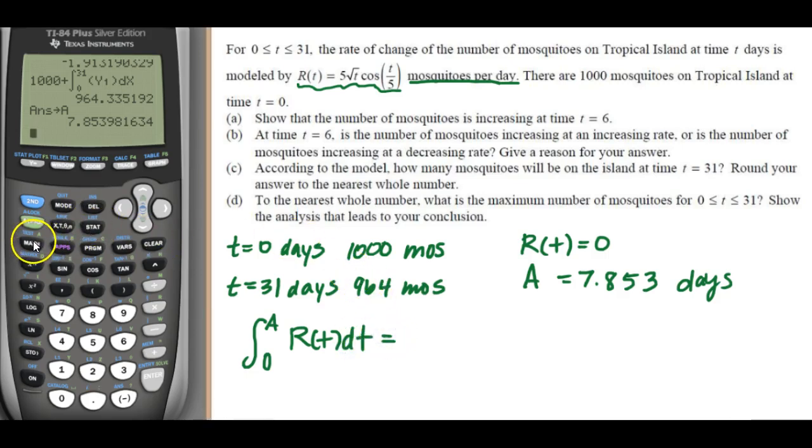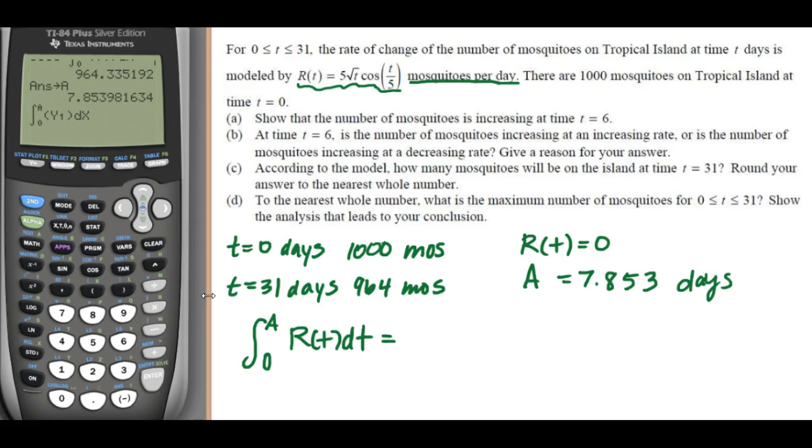So now we're going to go to Math 9 for integrals. 0 to my upper limit of integration is now A. So under no circumstances can you type in just 7.853 or even 7.853 blah blah blah 10, 20 places past the decimal. You have to put the stored value in. And then we can go ahead and choose the function y1 again, and then dx, and enter.